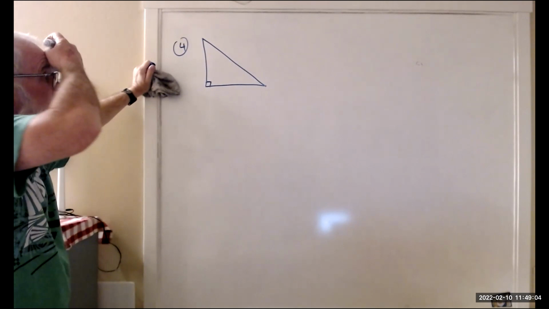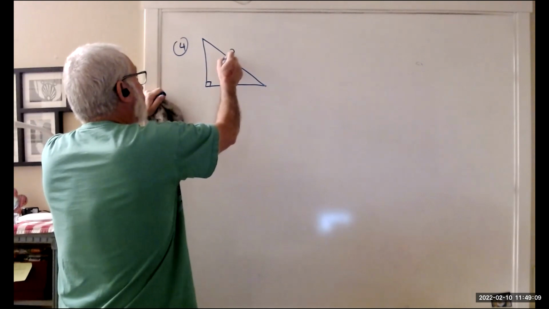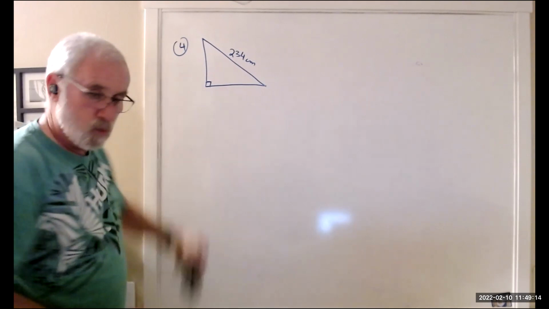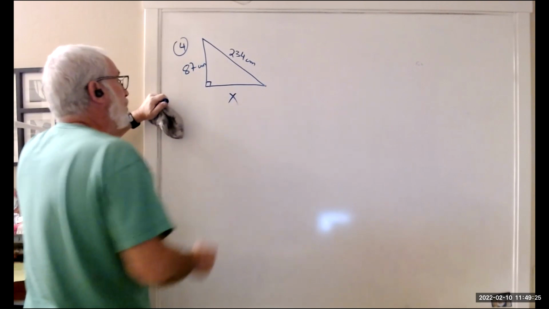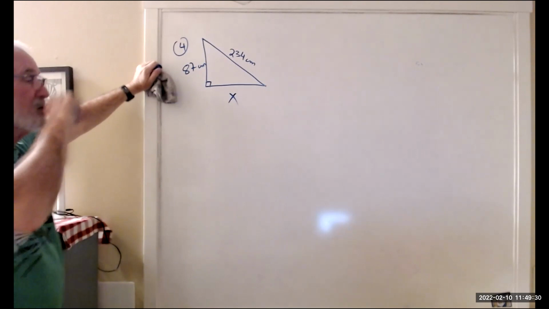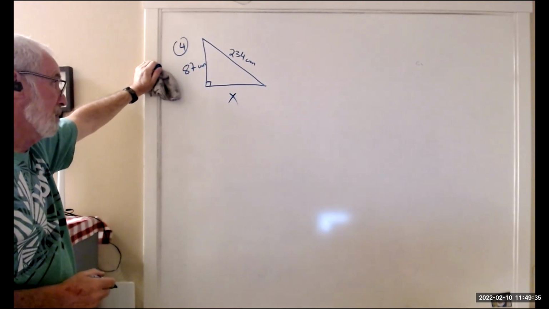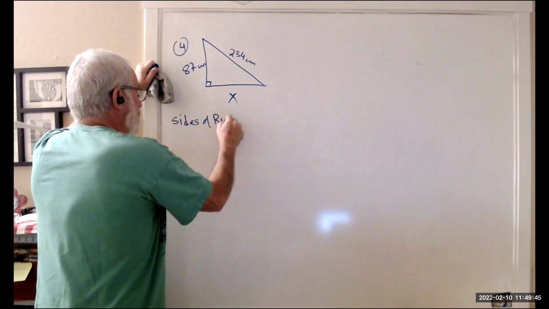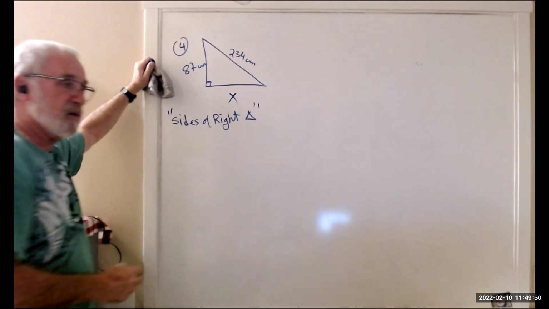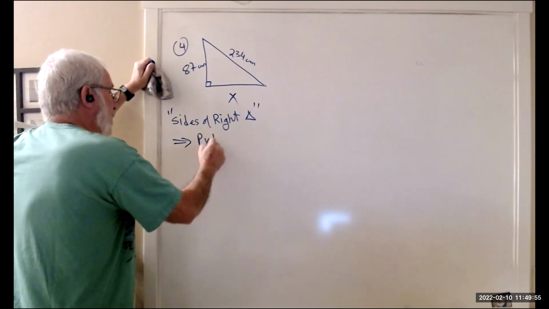It says the hypotenuse is 234 centimeters, and one of my legs is 87 centimeters. It doesn't matter which one. I'll do it here, by the other leg. So that's what the problem tells me. Because it's talking about the sides of a right triangle, that has to imply that we're going to use the Pythagorean formula.